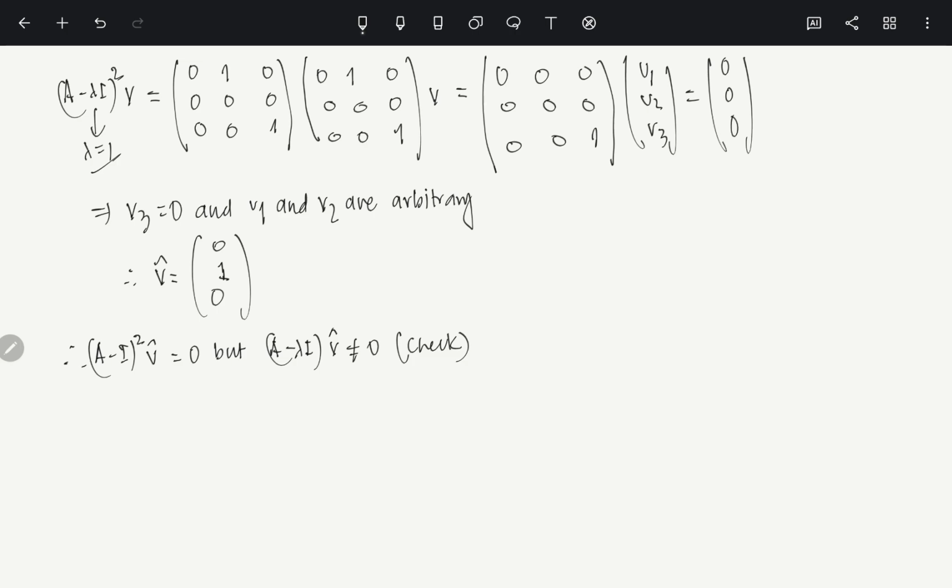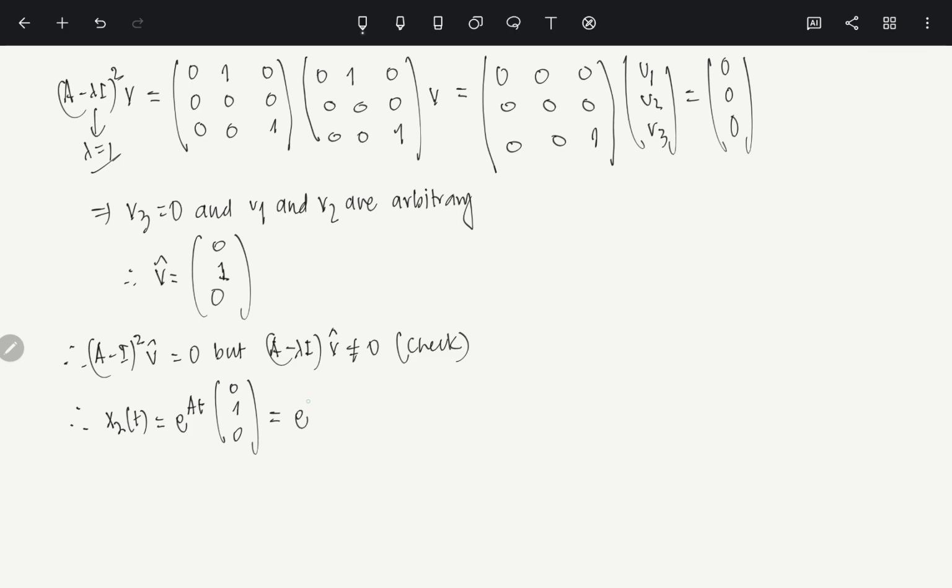So therefore, what is the solution? x2 of t will be, you remember, e to the power t times 0, 1, 0. That's the solution, right? For this vector, this is any given vector, but the special part is (A minus lambda I) squared times V tilde is 0. Clear? And I know that e to the power At times any vector will be a solution of this problem. So that vector I am choosing to be 0, 1, 0.